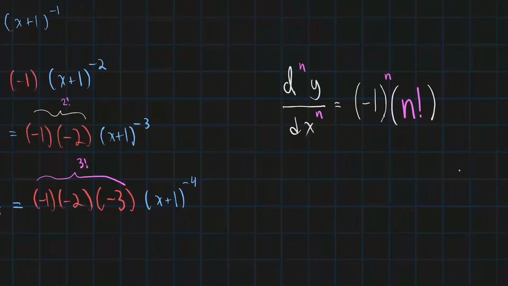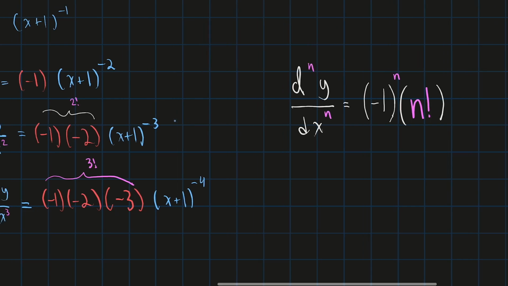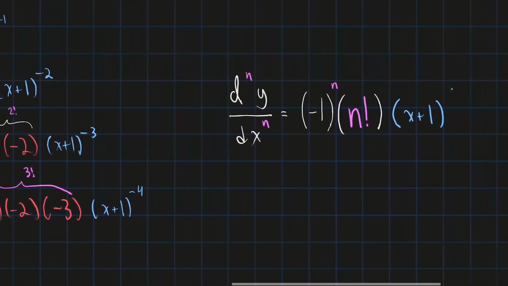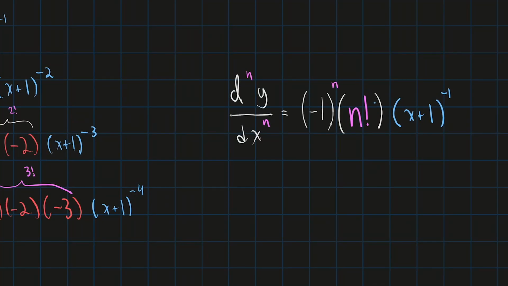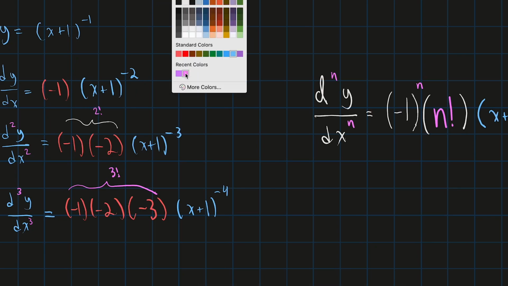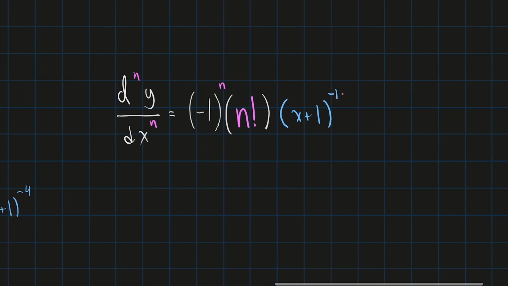Okay, now we have to think about the exponent of our x plus 1. We know that in each derivative we have an x plus 1, so we can just put an x plus 1 in here. And what is its exponent going to be? Well, the exponent starts at negative 1, so we can put a negative 1 in here. And similarly to x to the 45, we are decrementing the exponent by 1 each time we take the derivative. So the exponent is negative 1 minus n.